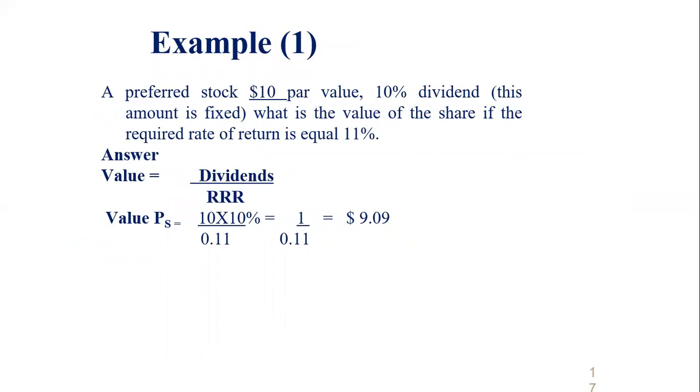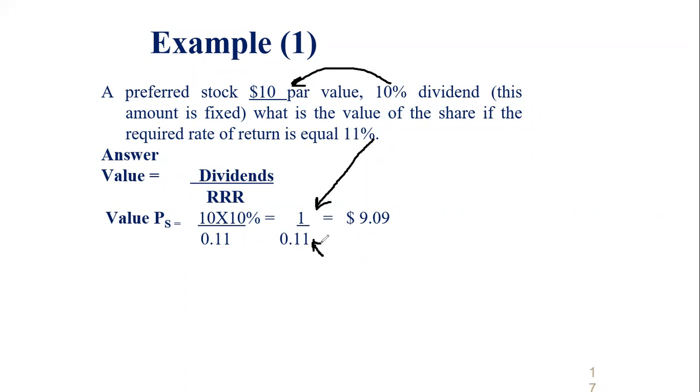So let's see, what if I have a preferred stock of $10 par value and I have dividends of 10%. So the value of the dividends is 10% of this $10, which is $1, as you see here. But what about the required rate of return in the market? It is 11%. So what will be the value of this preferred stock right now?